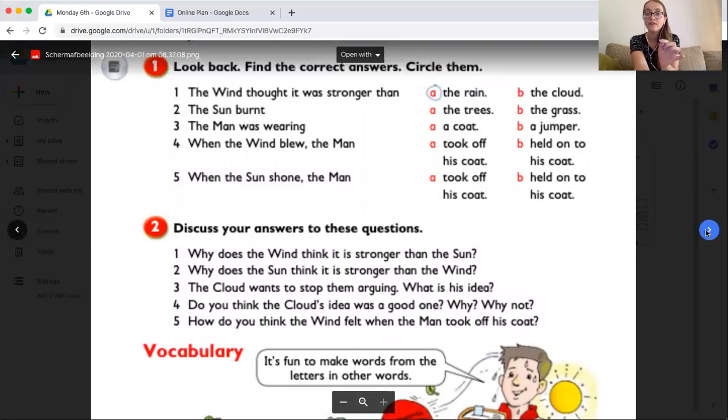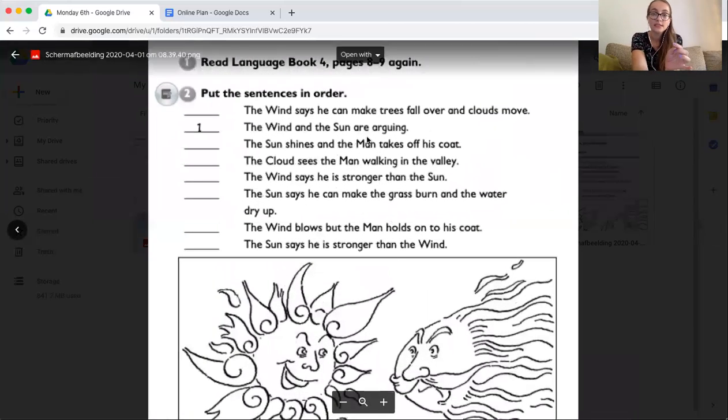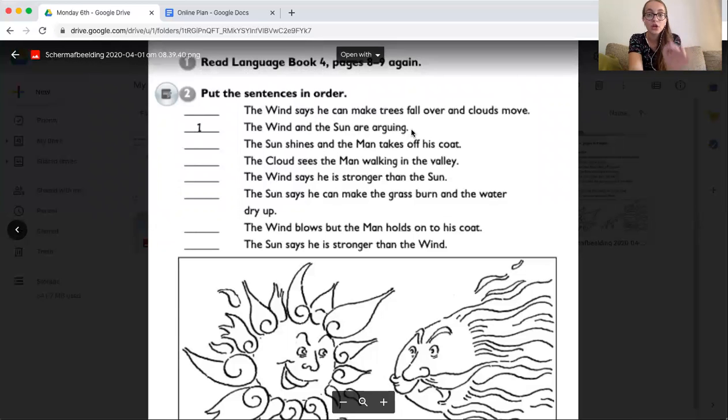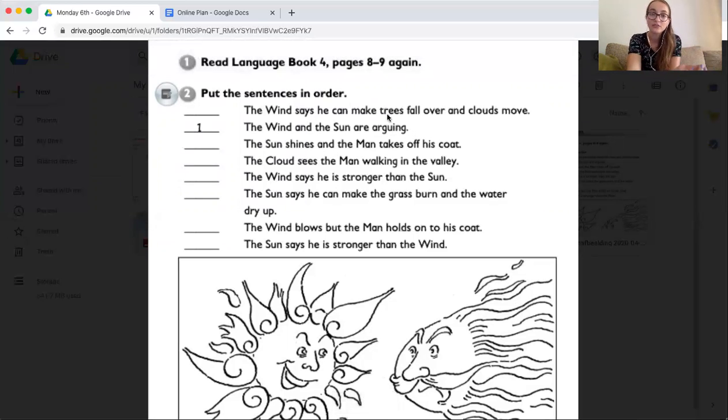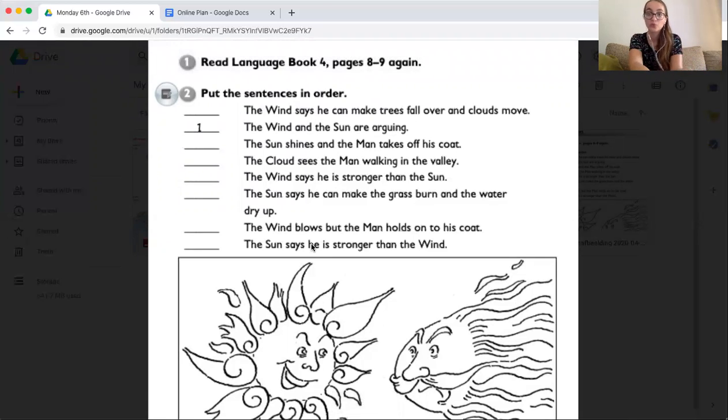And then I have one final page, is this one. You see the story very summarized, but the story is put in the wrong order. So what I want you to do is to put the sentences in the correct order so it explains the story as it is in the story on the other page. So it has to make sense. So it starts with the wind and the sun are arguing. What is the second thing that happens? So you're going to read all these sentences and you're going to put them in order of the story.